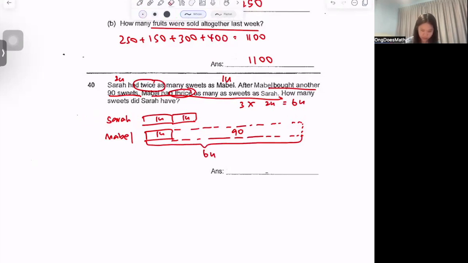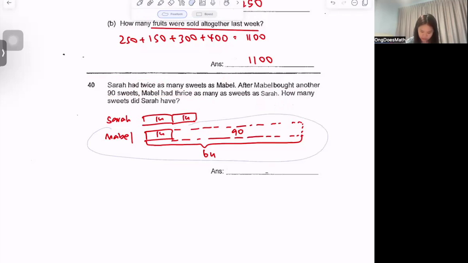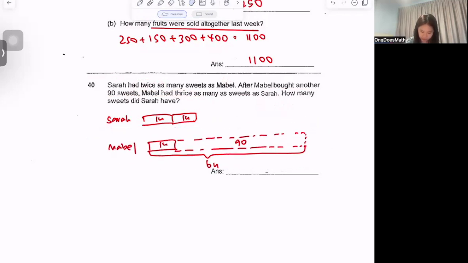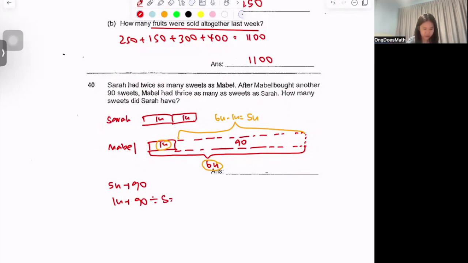Cool. So now let's just focus on Mabel. So I will pull this out. Let's just focus on what Mabel has. So if you look at Mabel, the whole thing is 6 units. And here is 1 unit, which means this remaining should just be 6 units minus 1 unit, right? Which is 5 units. Which also means 5 units is 90. So 1 unit is just 90 divided by 5. Good. So that should give you 18.